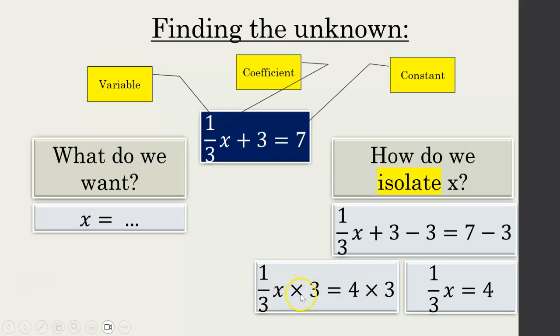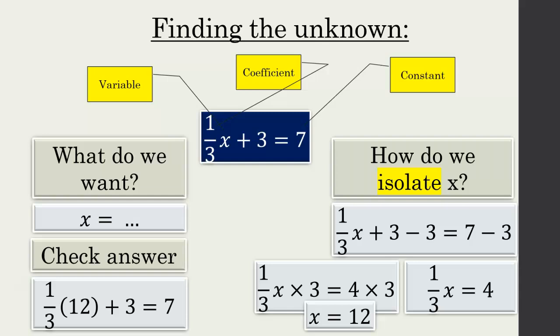And whatever I do to this side, I have to do to this side. So I'm going to multiply this side by 3 because then I'm just going to get 1x. If I multiply this side by 3, I have to multiply this side by 3. So 4 3s are what? Well, it's 12. So I have x equal to 12. What we're going to do, we're going to check our answer. What's a third of 12 plus 3? Well, a third of 12 is 4. Plus 3 is 7. So we got the right answer.